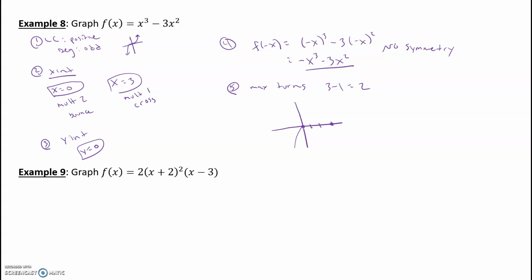And then remember, when you hit this one, our multiplicity was 2. We're going to bounce. So we're not going to go through it. We're going to bounce. Now, how far do you bounce? We don't know. There was 1 turn. We got to come back around. Eventually. So there was 1 turn, 2 turns. And when we hit x equals 3, our multiplicity was 1. We're going to cross through that point. And that's a generic graph.